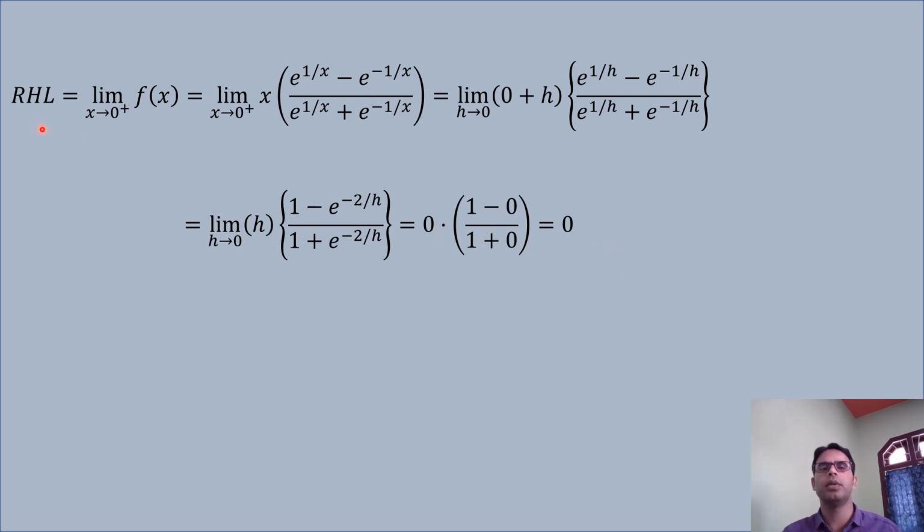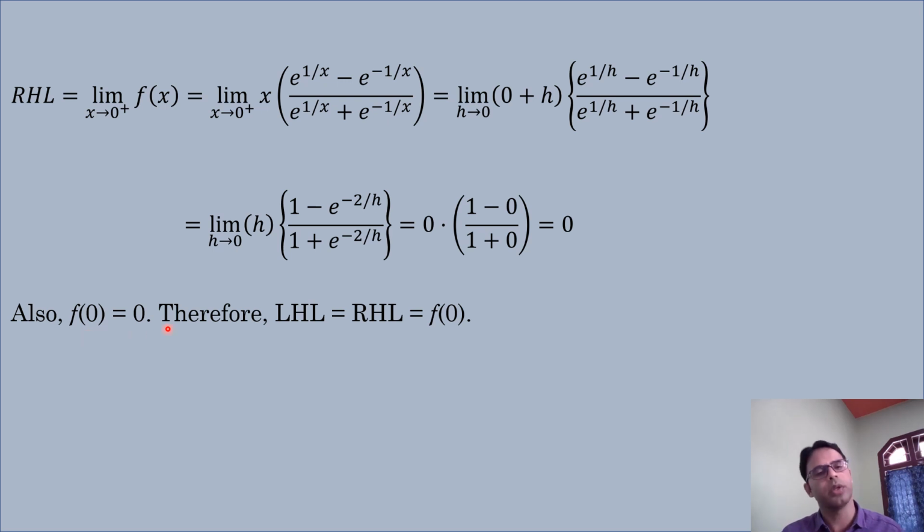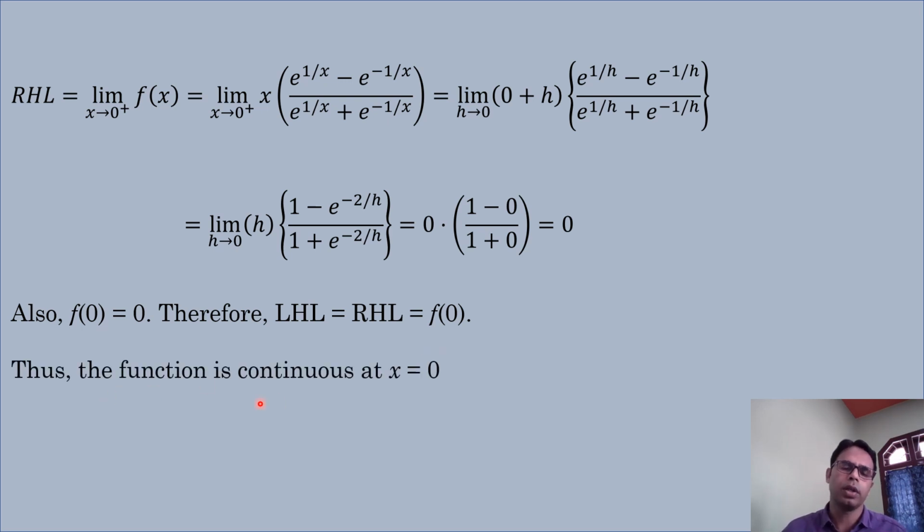Left hand limit is equal to 0, right hand limit is equal to 0, and you see the definition of the function given. f(0), at x equal to 0, the function is also equal to 0. So f(0) is also equal to 0. Therefore left hand limit, right hand limit and function value all are equal. So the function is continuous at x equal to 0, and this is the first part of the problem. Now we find the differentiability section.